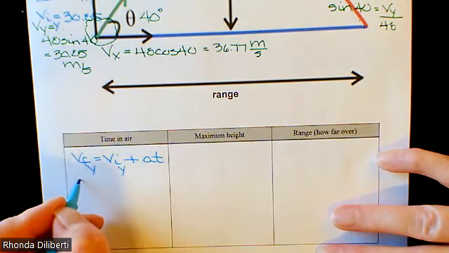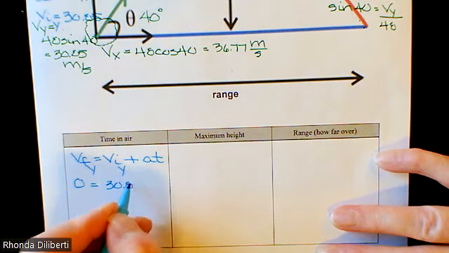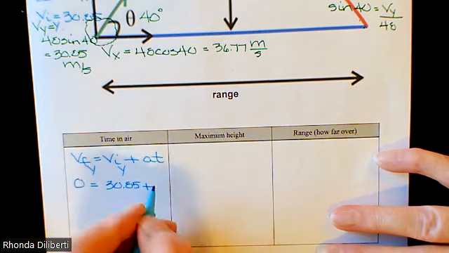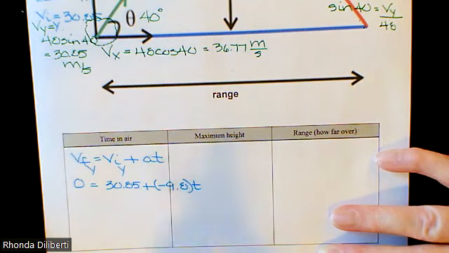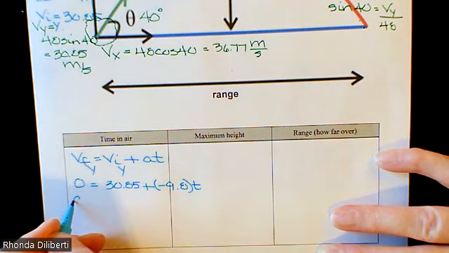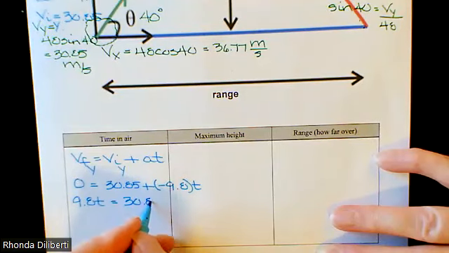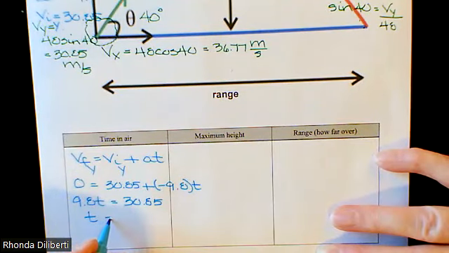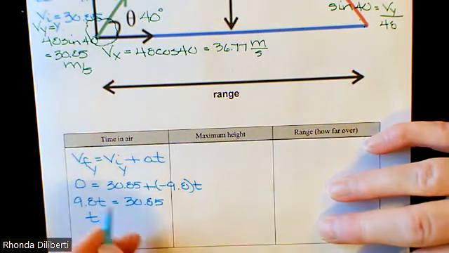All right, so at the tippy top, this is going to be 0. The initial velocity in the Y direction is 30.85. The acceleration is negative 9.8, and I want to find t. So let's take this negative 9.8 t and bring it to the other side. Then it will become positive. And then I get 30.85. All right, so let's divide both sides by 9.8. And I get 3.15 seconds to go up.